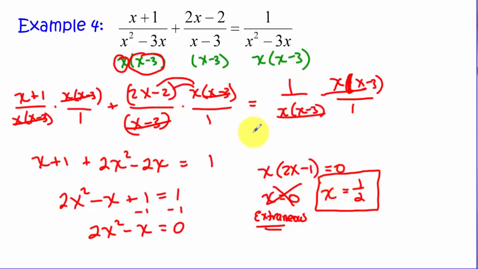So that's it. You can see that we've turned these kind of terrifying looking equations with all the fractions into simple linear or quadratic equations, and the whole key was multiplying by the LCD over 1. So best of luck with solving your rational equations, and don't forget to check out for the extraneous.